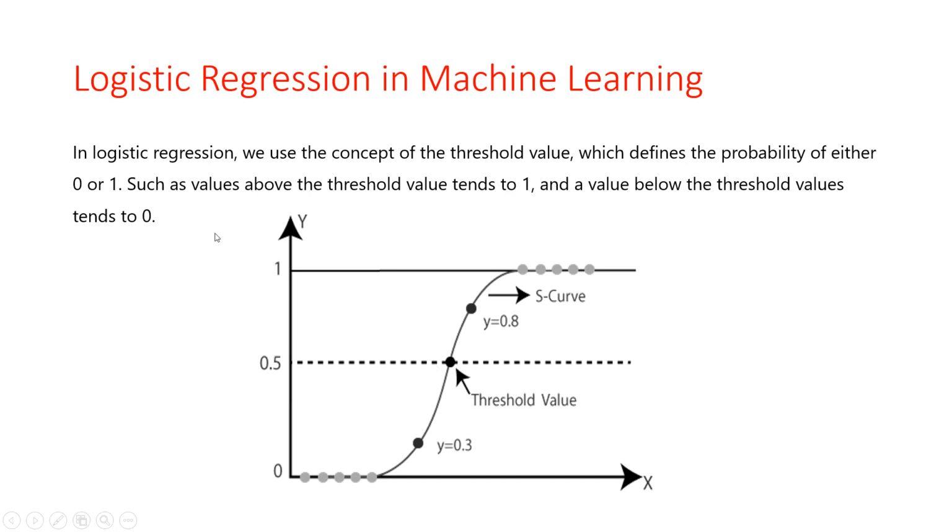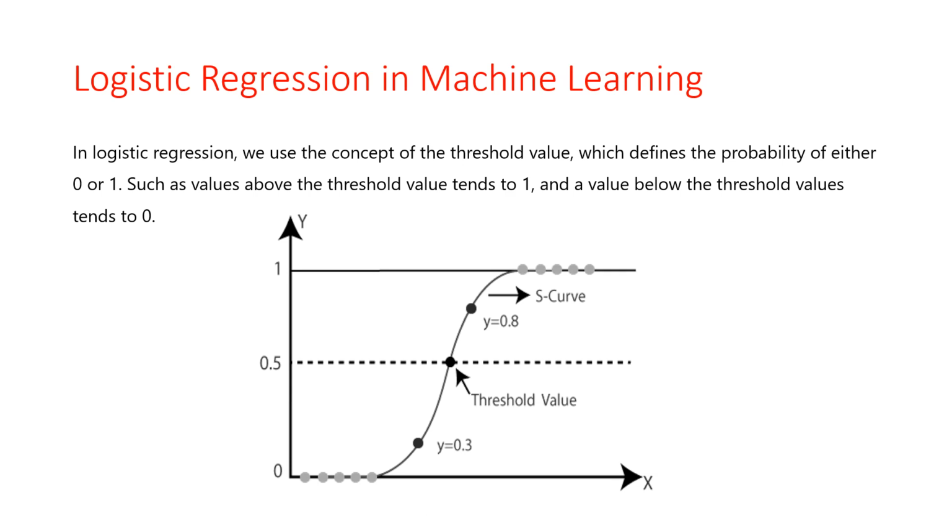So the value above the threshold value tends to 1 and the value below the threshold value tends to 0. So here in this logistic regression we are using the threshold value. The curve from this logistic function indicates the likelihood of something, such as whether the cells are cancerous or not, or whether a mouse is obese based on its weight, etc.